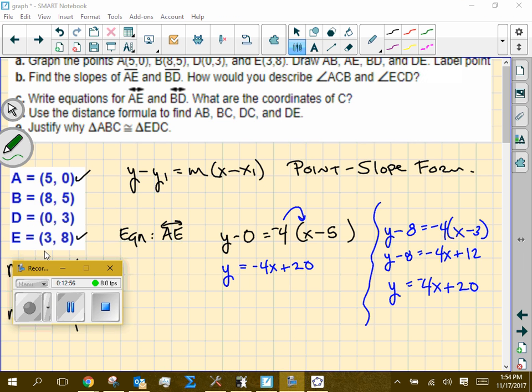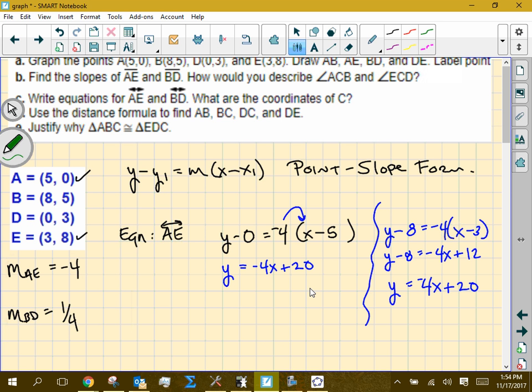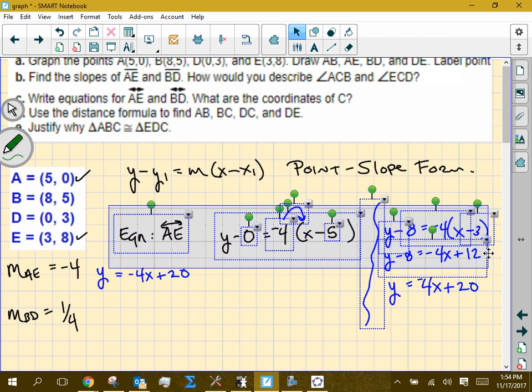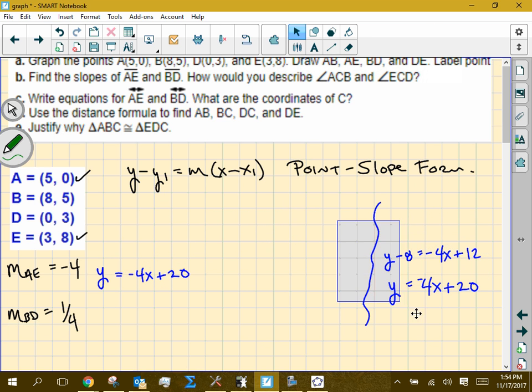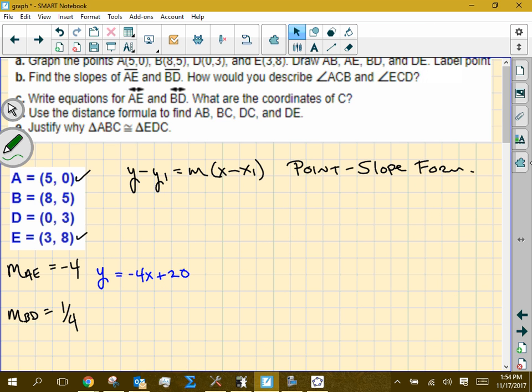Okay. The next thing we want to do is write the equation of BD. So let me move this over. So we get that equation. Now we'll write the equation of BD. So I'm going to do the exact same thing. We'll go y minus y1 equals m times x minus x1.